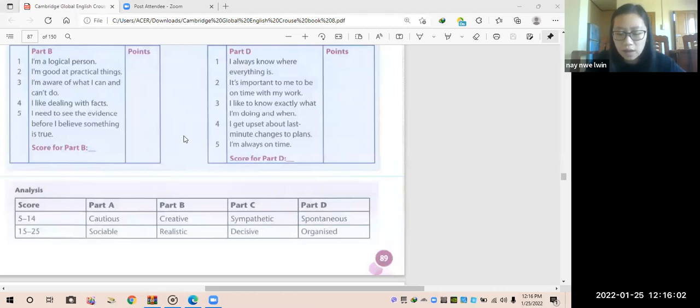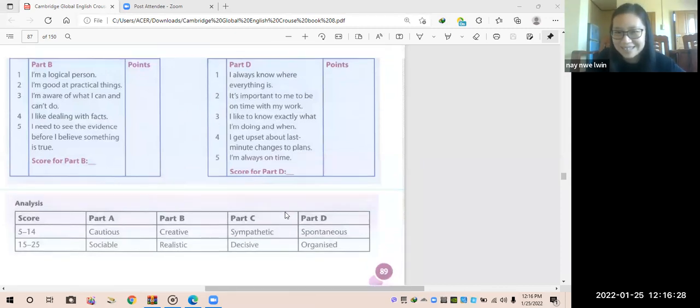So for me, I got like 12 points for part A. So I'm kind of like a cautious person. And for part B, I got 17 points. So I am a realistic person. And for part C, I got 12 points. So I am a sympathetic person. And for part D, I got 19 points. So I'm an organized person.